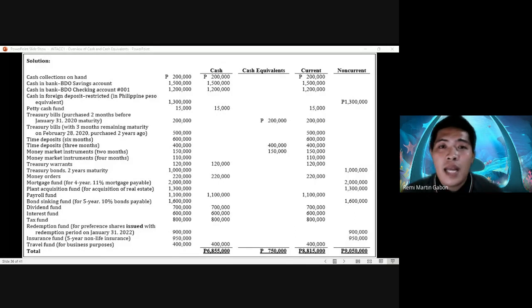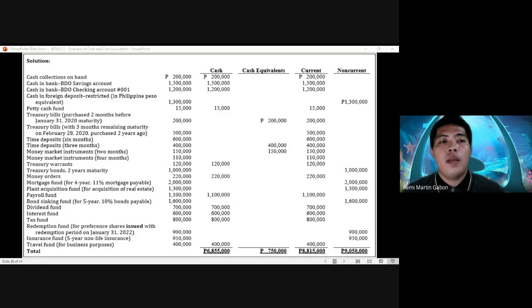Pero pasok pa rin siya as current asset because 3 months remaining maturity. Eh, 3 months na lang, magmamature na siya. So realizable within 1 year na siya. So therefore, current asset, but not cash equivalent. Nagets ako? Kindly raise hand if nagets ako. Okay. Sige ha. I hope really nagets dyan ha.